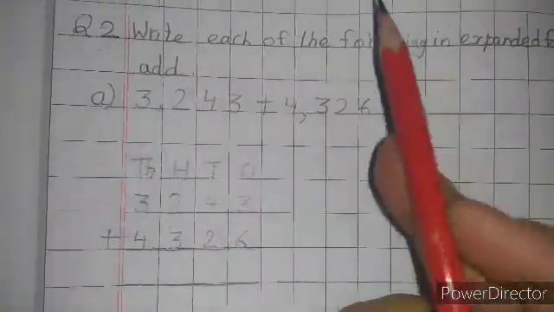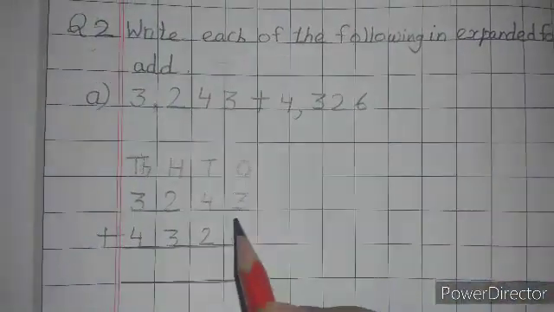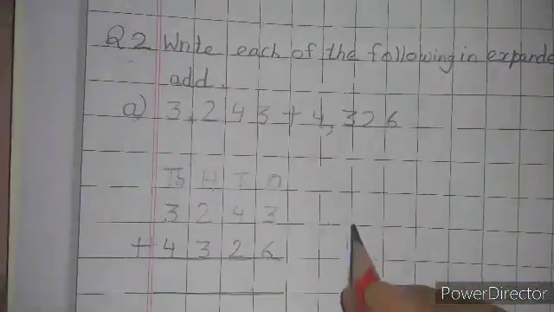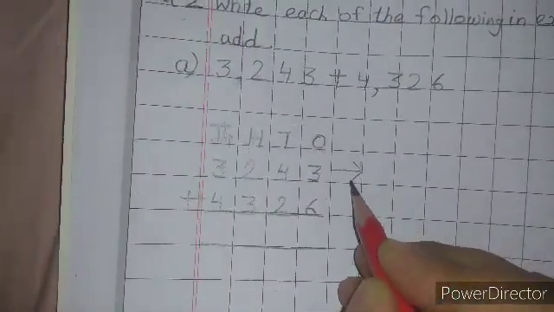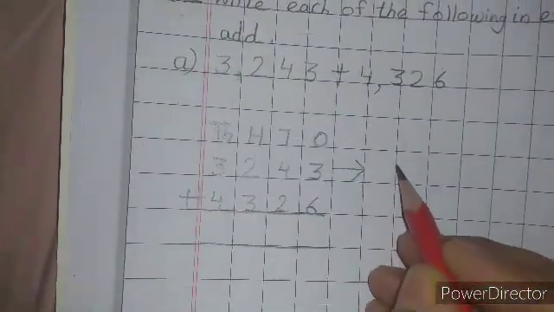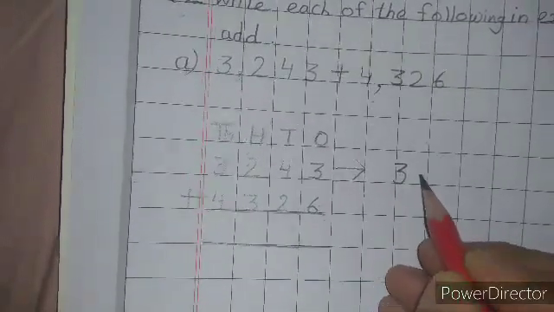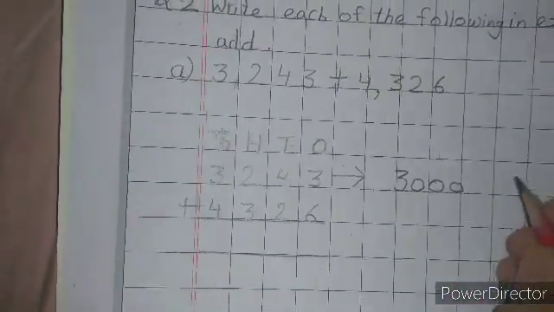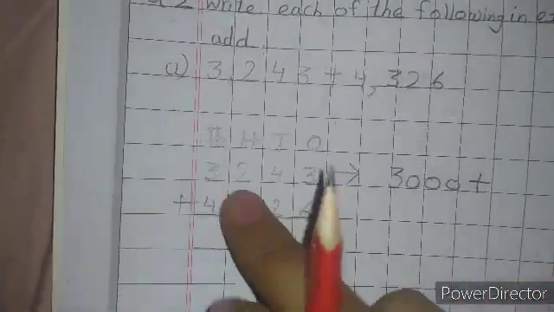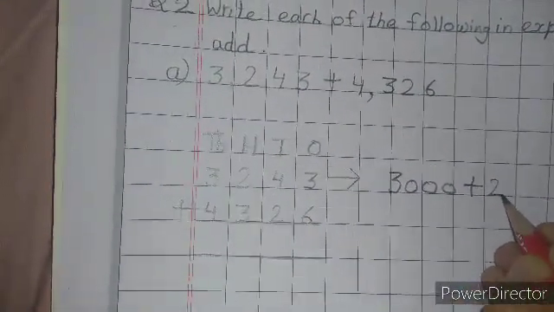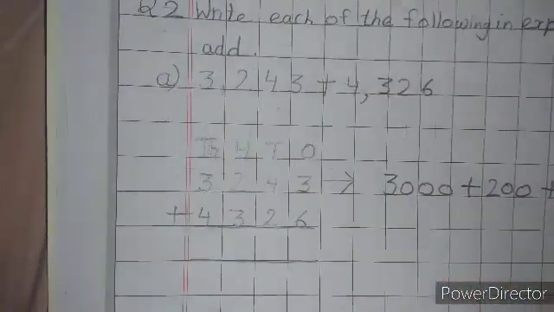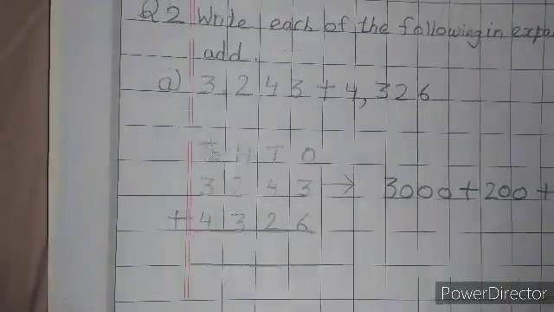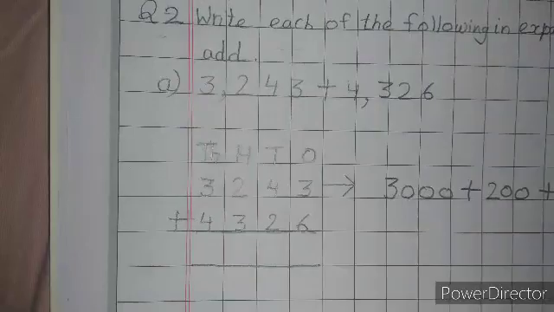And then what does the question say? Write each of the following in expanded form. So we have to put it in expanded form. So how we will write it in an expanded form? Put an arrow. This is 3243. So for 3 we will write 3000. Then we will put the sign of addition. For 100 the digit is 2. So we will write 200. For tens it is 4. Then we have to write 40 plus 3.